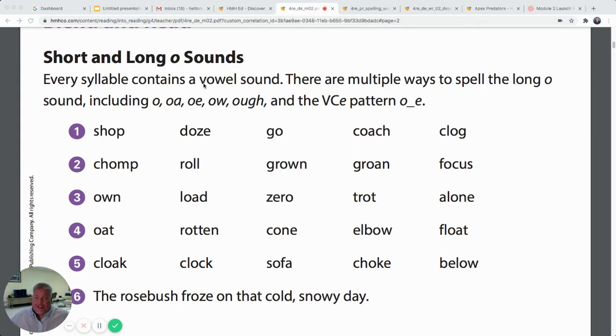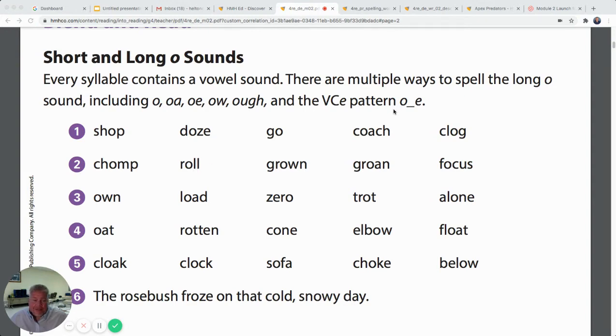Well, let's take a look at our spelling decoding patterns for this week. We're talking about short and long O. We've been doing the vowels, haven't we? We did short and long A, E, I, and this week we're on the O. Every syllable contains a vowel sound. There are multiple ways to spell the long O. Have you noticed that in almost every single vowel we've talked about, if you say the short O sound, the short E sound, the short A sound, the short I sound, it's just spelled with that letter.